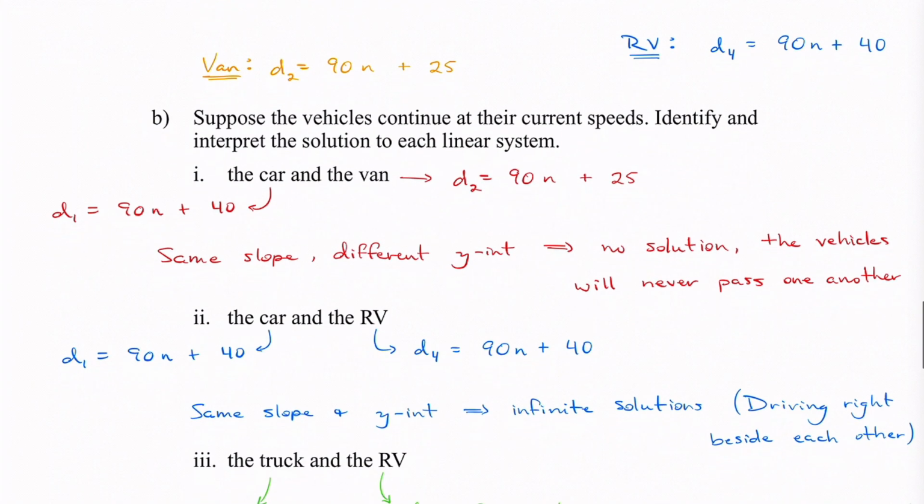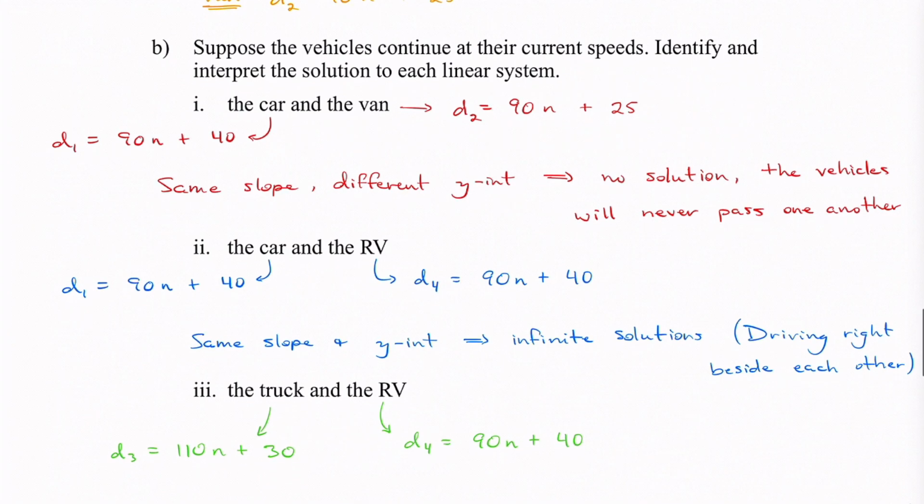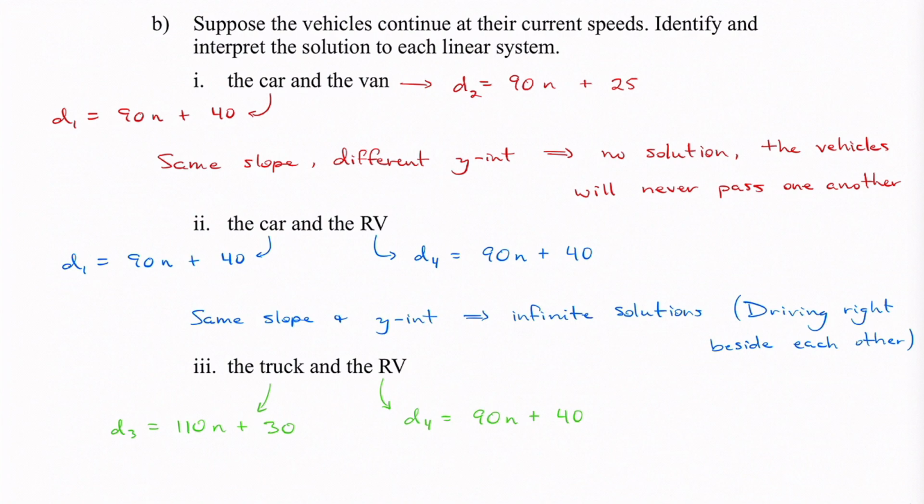And the very last one we'll look at is the truck and the RV. So here are two equations. The truck is going 110 kilometers an hour, starts at the 30 kilometer mark. The RV is going 90, and it started at the 40 kilometer mark. So the truck is going fast. It's eventually going to catch up and pass the RV because it's going faster. So they have different slopes, different speeds, and they have different y-intercepts. We said that no matter what, if they have different slopes, that was going to give us a particular solution. So we are actually going to find that solution.